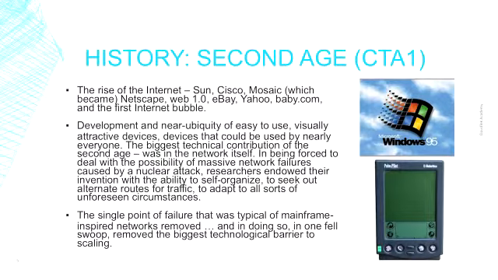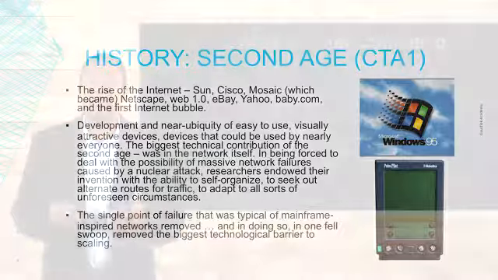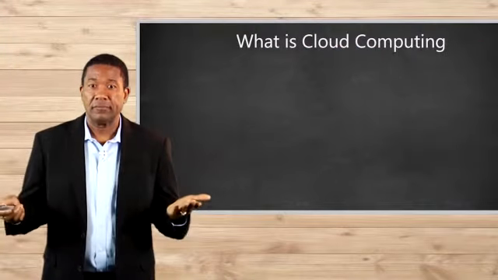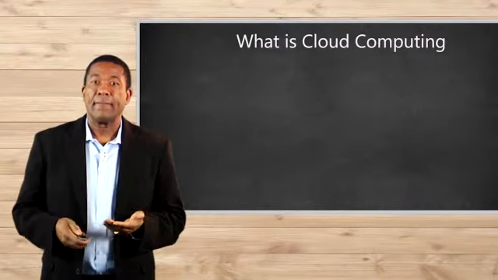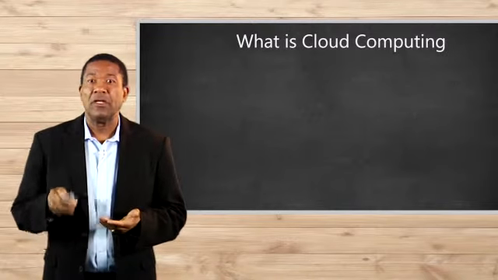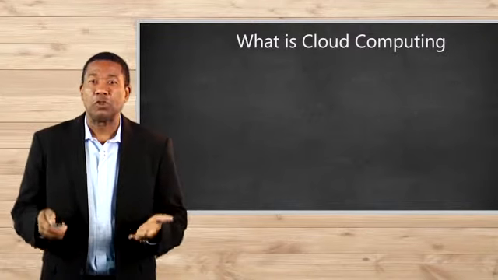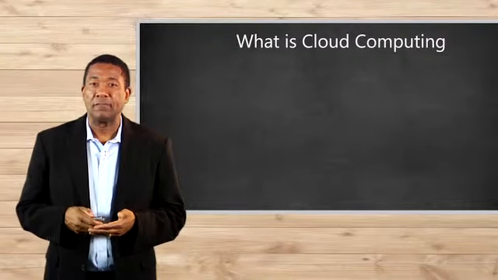The biggest technical challenge was the network itself, and during the second age, this challenge was addressed. The single point of failure that was typical of mainframe networks went away, and in one fell swoop, this removed the biggest barrier to scaling. This introduced the third age, or the age of transformation on the internet.